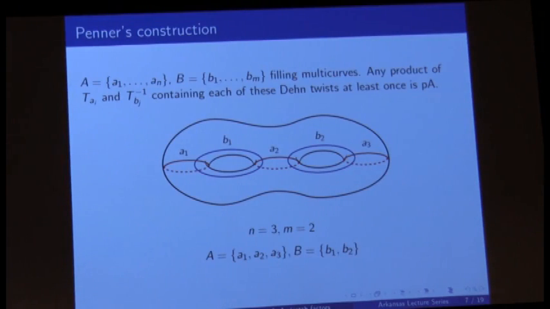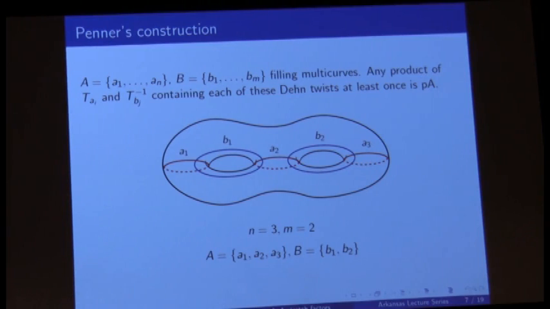So our construction uses Penner's construction that goes as follows. So we take two multi-curves on the surface. A multi-curve is just a disjoint union of simple closed curves. We have A, which is the collection of red curves, and B, which is the collection of blue curves. Moreover, we require that this pair of multi-curves is filling, which means that if you take any non-trivial curve on the surface, at least one of these will intersect it. Okay, there's no way to escape any of these curves.